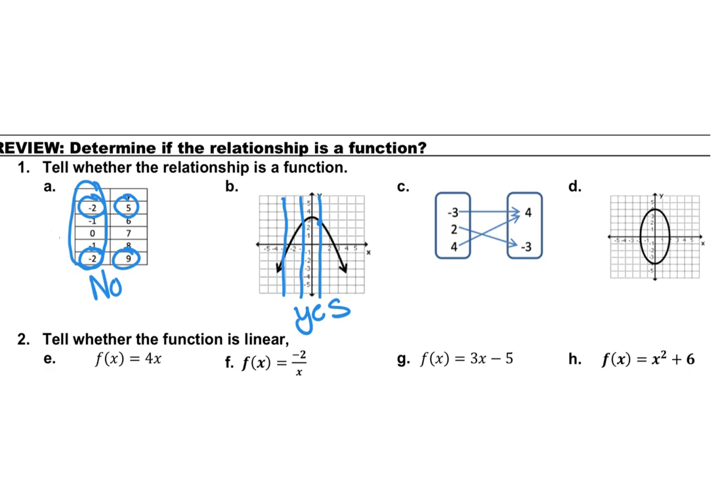So let's take a look at letter C. We have -3 and the output is 4. We have 2, the output is -3. And then we have 4 and the output is 4. Now it's okay if you share the same output. What you're looking to see is does each one of these only have one output? And the answer is yes, so this is a function.